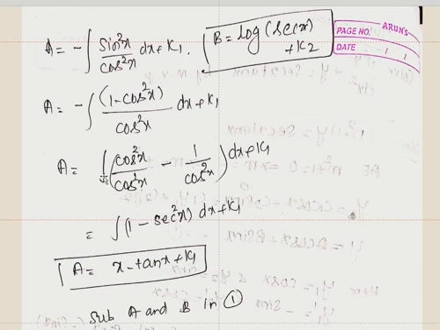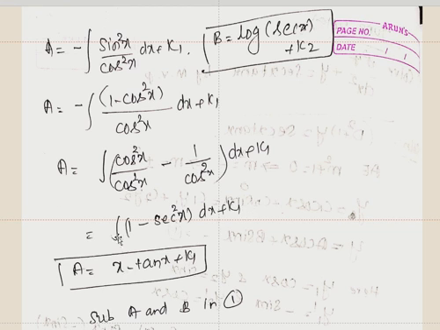Therefore, A is equal to, first write the positive term and multiply with the minus sign, minus of minus is plus. Therefore, the integration of cos square x divided by cos square x, here plus into minus is minus, 1 divided by cos square x into dx plus k1. That is equal to the integration of 1 minus 1 divided by cos square x, which is secant square x, into dx plus k1.